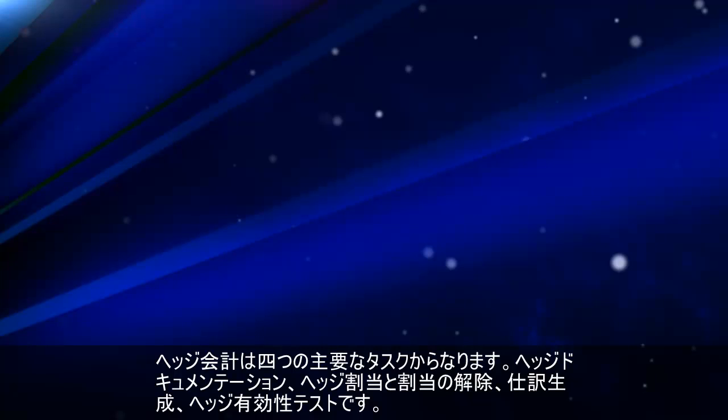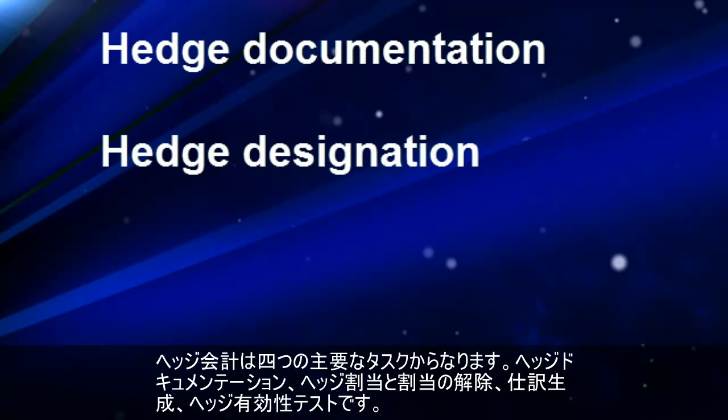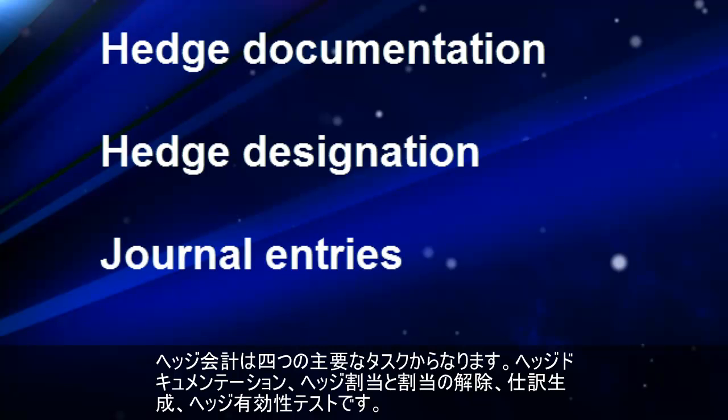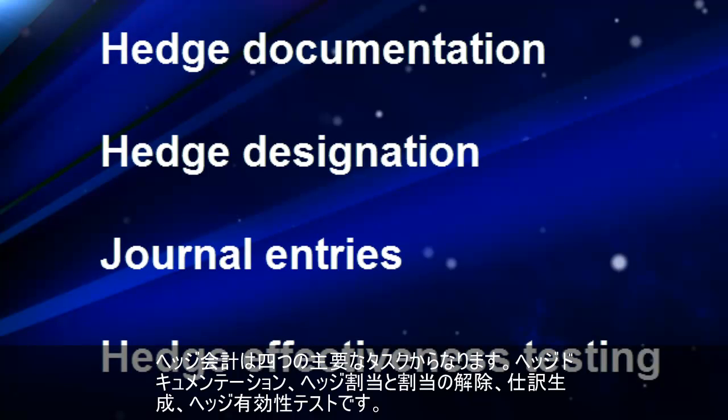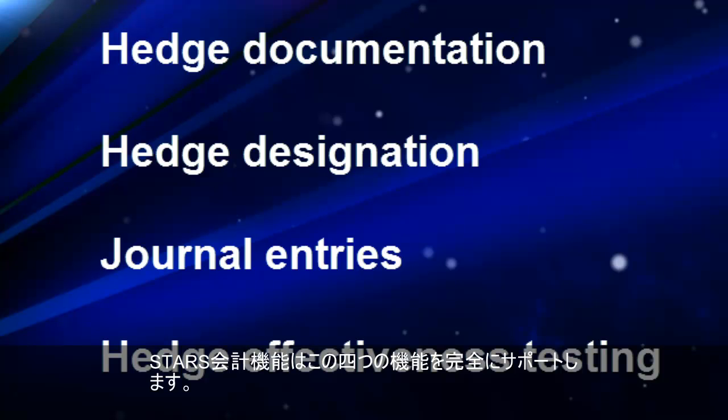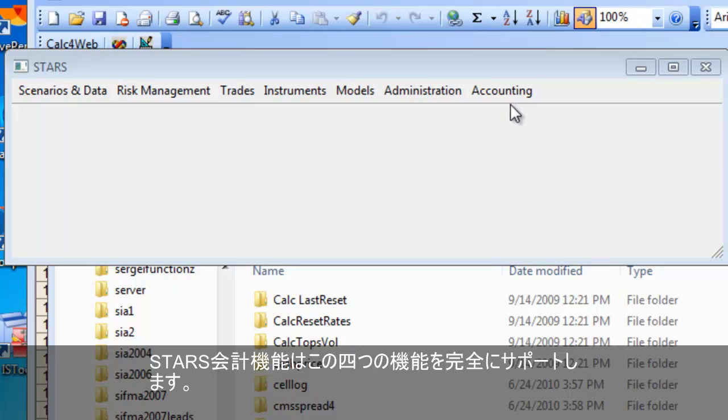A hedge accounting system must be able to perform 4 major tasks: hedge documentation, hedge designation and de-designation, journal entry generation, and hedge effectiveness testing. STARS Accounting is one of a very few systems that can handle all 4 of these.